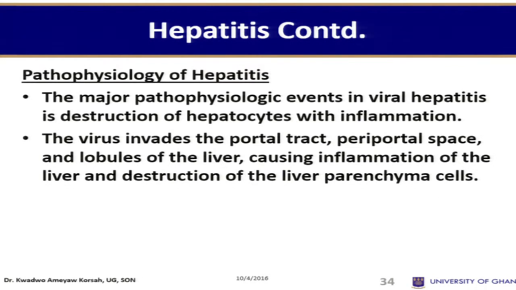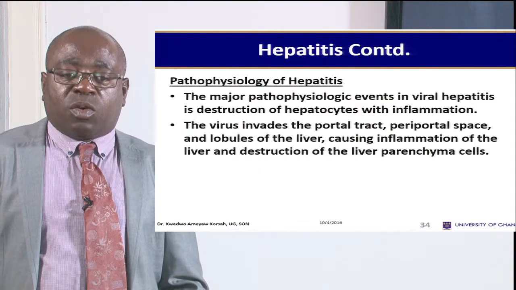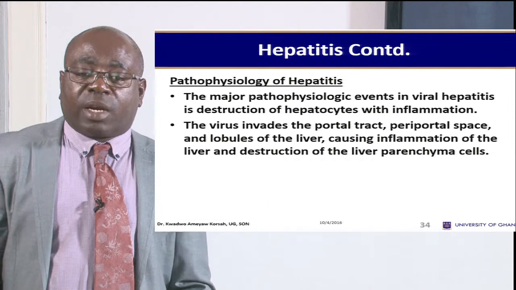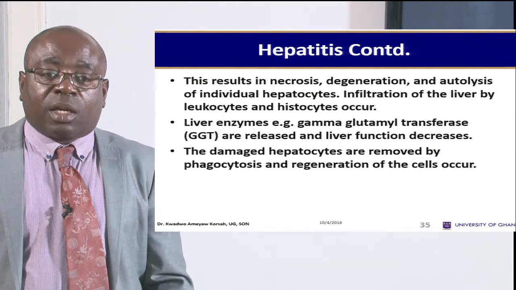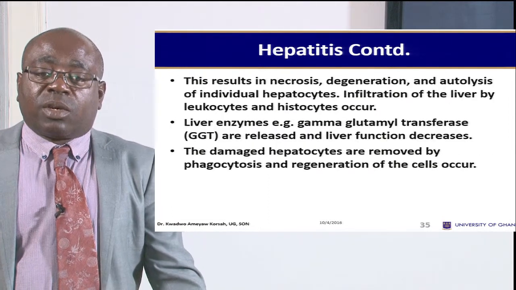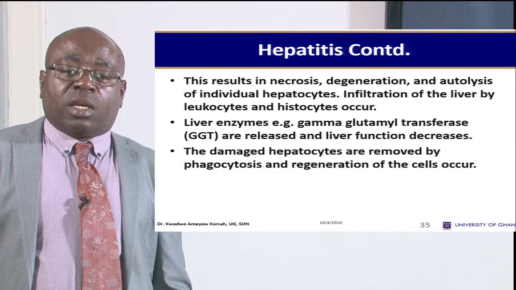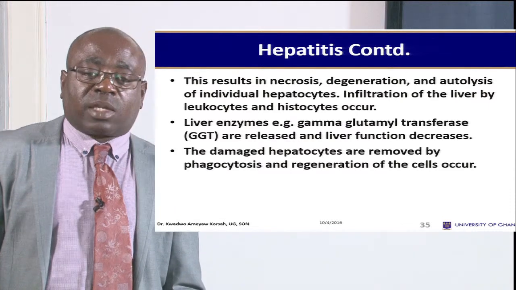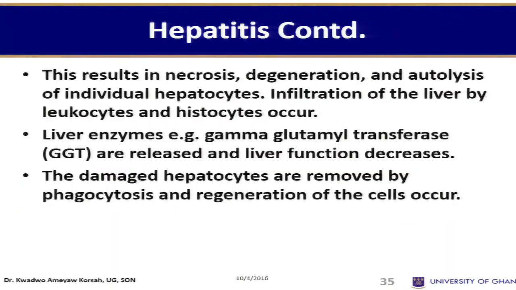So, pathophysiology of hepatitis. The major pathophysiology event in viral hepatitis is destruction of the hepatocytes with inflammation, and then the virus invades the portal tract, periportal space, and then lobules of the liver, and causes inflammation of the liver and destruction of the liver parenchyma, or the cells in general. And so this results in necrosis, degeneration, and then autolysis of the individual hepatocytes. And so we can have infiltration of the liver by leukocytes and then histiocytes, and that can easily occur.